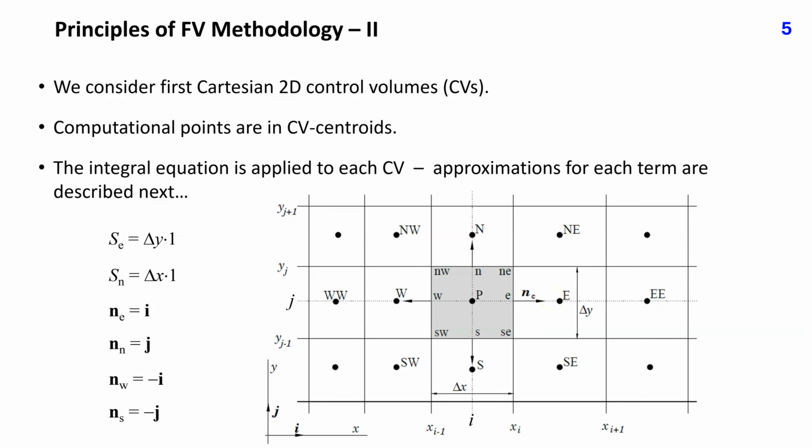We consider first two-dimensional Cartesian control volumes as shown in this figure. Compass notation is used to denote control volume faces and neighbors: east, west, north, and south. A face describes the part of the control volume surface which is either common to two control volumes, in which case it is an internal face, or it coincides with the solution domain boundary, in which case it is a boundary face. Shown are also unit vectors normal to cell faces. Computational points are in cell centroids. There are also other possible arrangements, but for the sake of simplicity and generality, we stick to cell centroids.